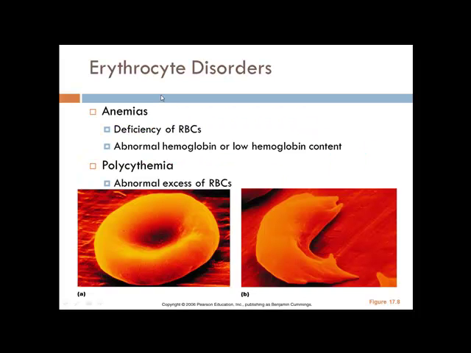Some erythrocyte disorders: you can have anemias or polycythemias. Anemias are going to be abnormalities of the red blood cells based on the number or shape of them, and polycythemias are going to be when you have too many red blood cells. So here's a nice healthy red blood cell. This red blood cell would be called sickle cell. So this would be sickle cell anemia because the red blood cells are sickle shaped, which is like half moon shaped.